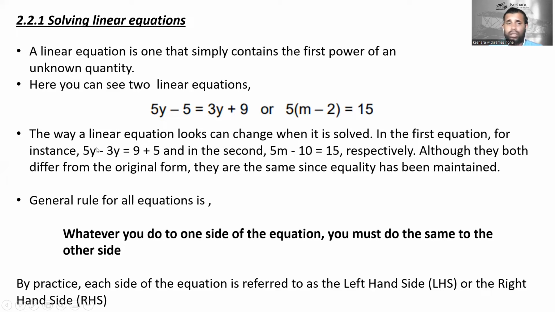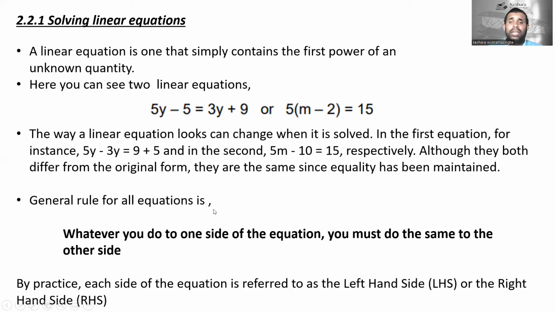In the first equation, for instance, 5y minus 3y equals 9 plus 5. So how did we do it? 3y we take to this side, and when plus 3y comes to this side, it becomes minus 3y. If we send minus 5 to this side, it becomes plus 5. So 5y minus 3y equals 9 plus 5. And in the second, 5m minus 5 into 2, 10, equals 15 respectively. Although they both differ from the original form, they are the same since equality has been maintained.